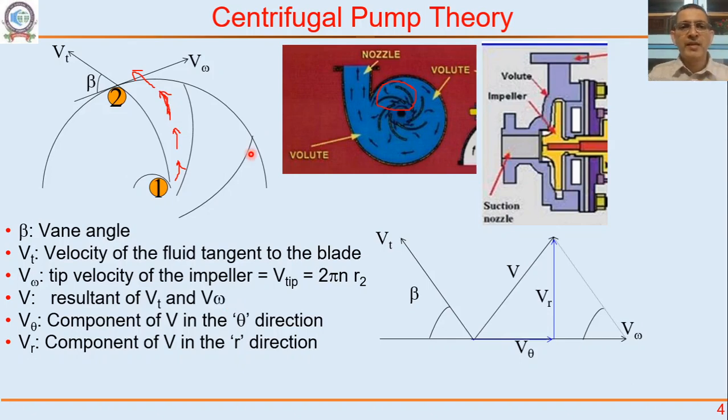So V is the resultant velocity of Vt and V omega. We are going to resolve that into a tangential component because we are interested in the increase in tangential momentum of the fluid. That's a torque that the impeller is giving to the liquid. That's the increase in power of the fluid. So we are interested in the tangential component. So we are going to resolve into V theta and Vr, the perpendicular component, Vr.